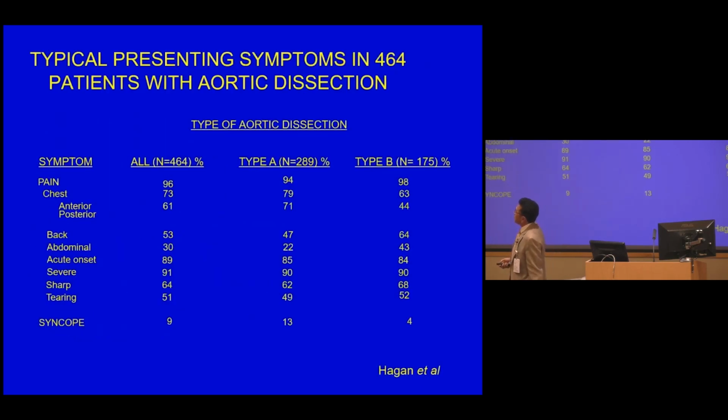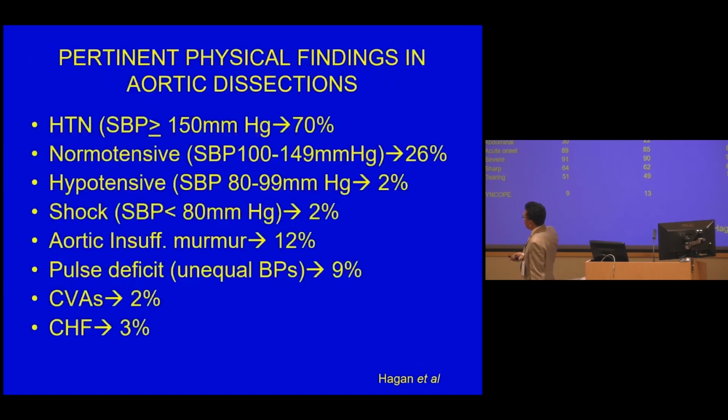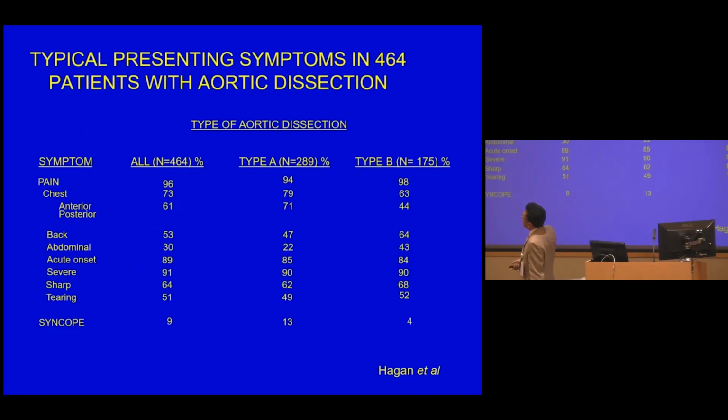The typical presenting symptoms in 464 patients, as reported by Hagan: basically all of these patients will have some kind of pain. It can be either back pain or chest pain, and the area of the pain varies. If the dissection involves the mesenteric vessels, they'll come in with an acute abdomen, for example.